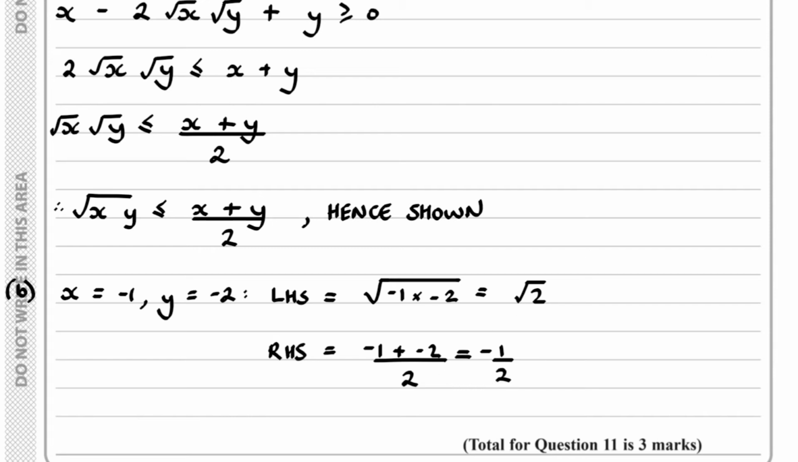So what can we say here then? Well, we can conclude that as the square root of 2 is greater than -3/2, the result is not always true.